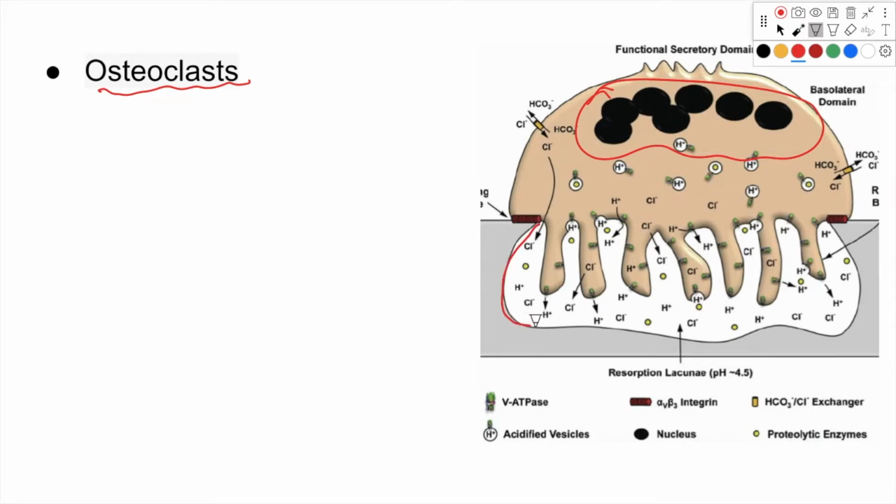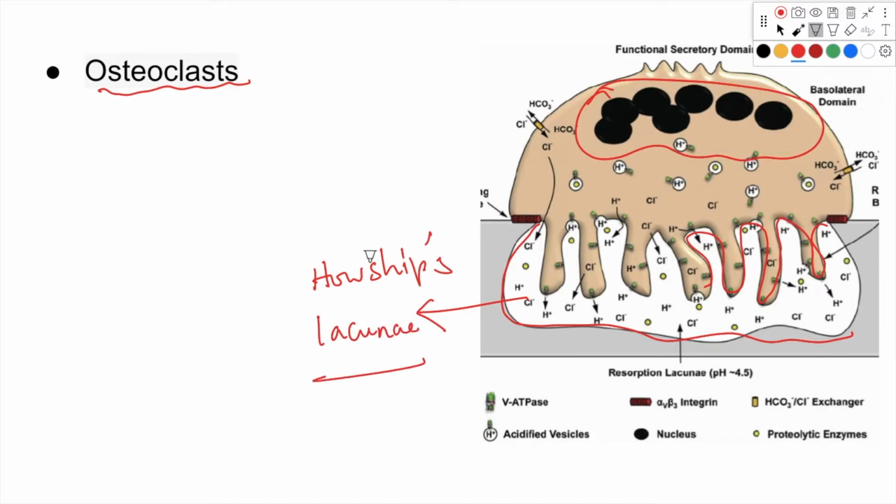and attaches to the bone, and it forms a ruffled border here. So the edges increase the surface area of the cell. Okay, so it attaches to the bone, and this is called Howship's lacunae. Here it produces various enzymes including TRAP. It produces an enzyme called TRAP. It is called tartrate resistant acid phosphatase.